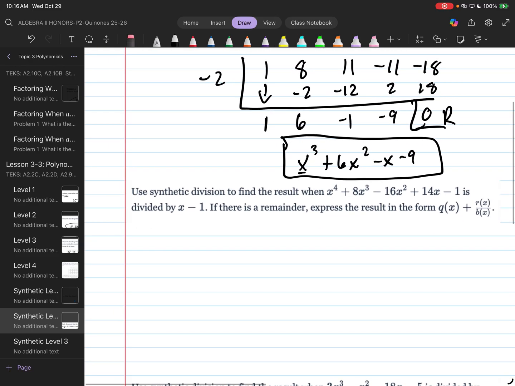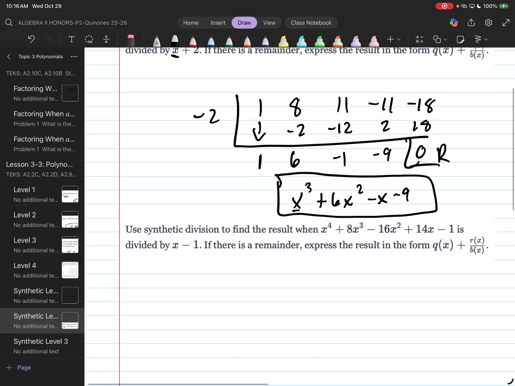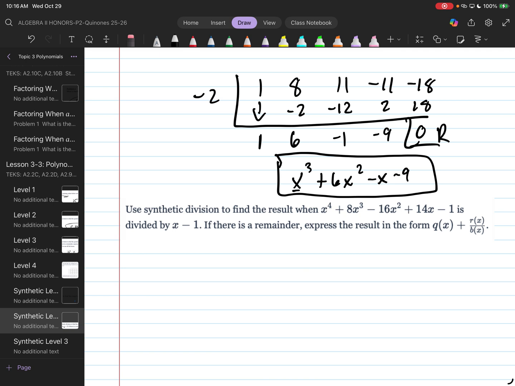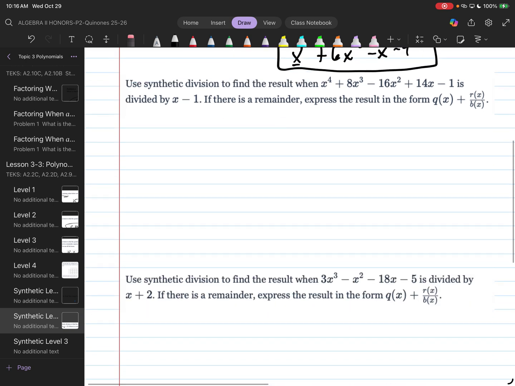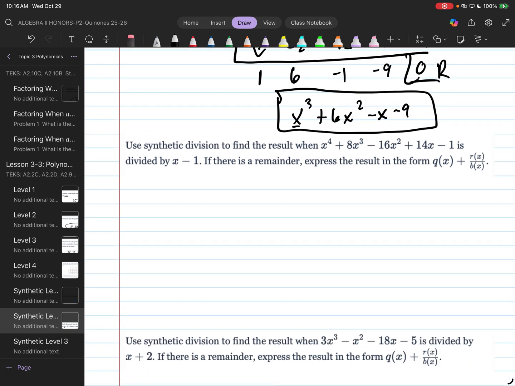Try this one on your own. X to the 4 plus 8x cubed minus 16x squared plus 14x minus 1 divided by x minus 1. I'm going to give you now 60 seconds. You should be able to do this a bit faster now.